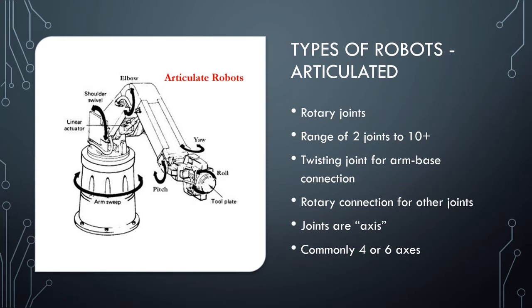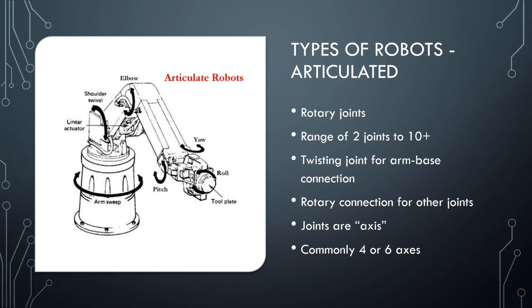You can see on this robot we have our 1 at the base, arm sweep is 1, the shoulder swivel is 2, our elbow is 3, and we have a pitch, yaw, and roll at the end, which gives us another 3. So this robot has 6 axes on it. All of these combined together, this range of motion, will allow us to create a very wide and large work envelope for this robot. You can see it has a lot of degrees of motion, and it can probably very precisely get to a specific position.